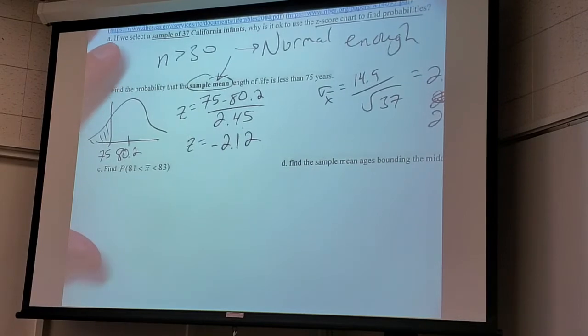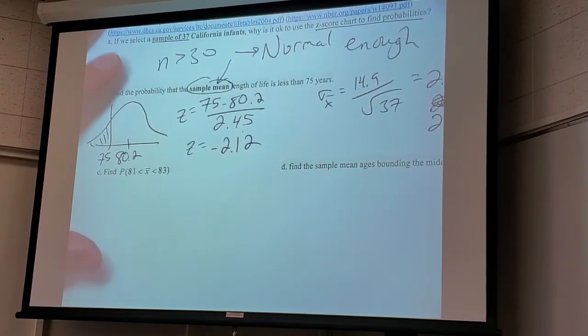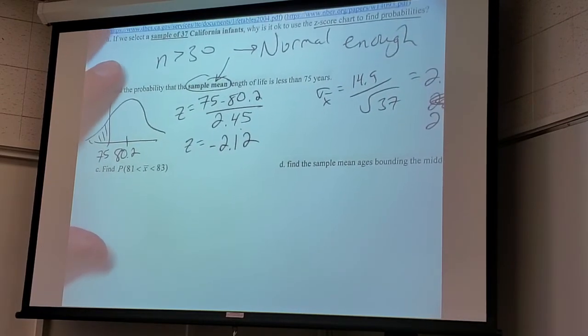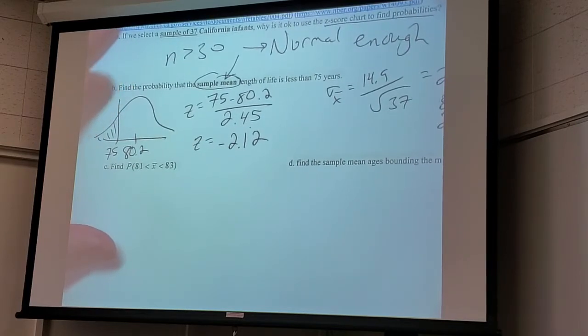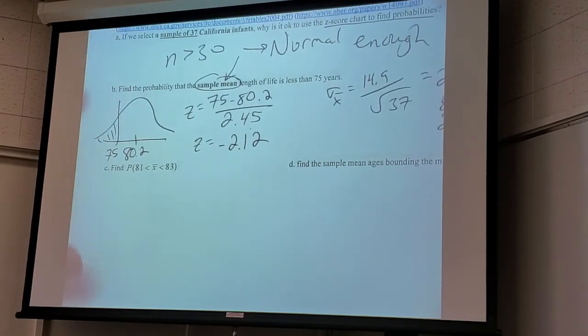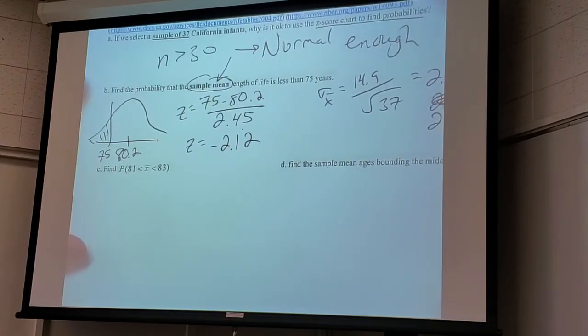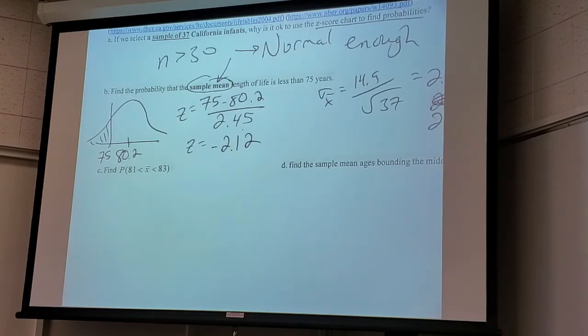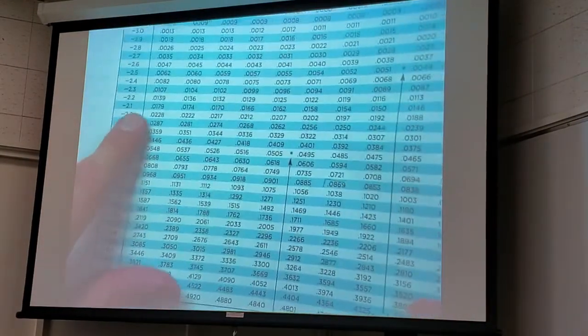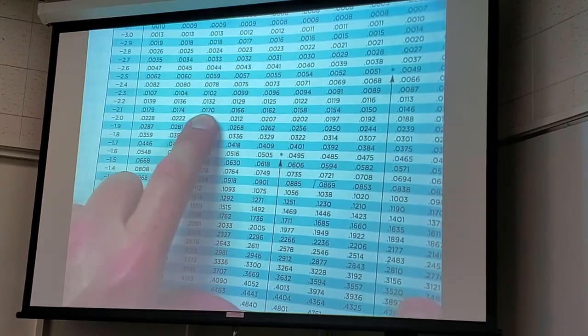And the beautiful thing about this problem is the question "what's less than," and that's what the chart tells us. So if you look that up in the chart, you're going to be done with this problem. So if we look at negative 2.12, we get 0.0170.